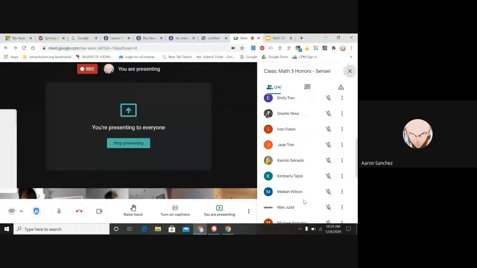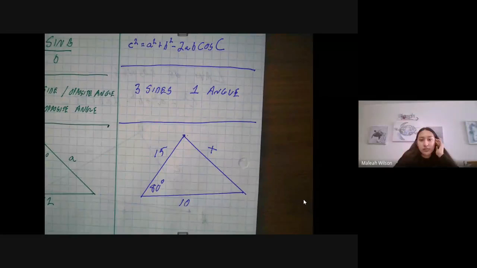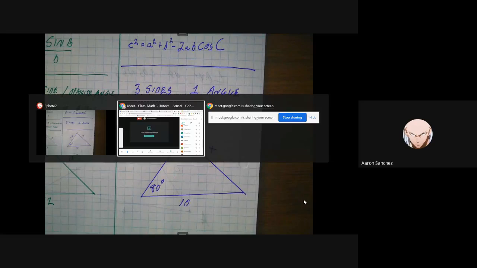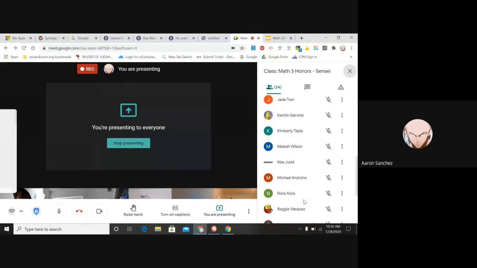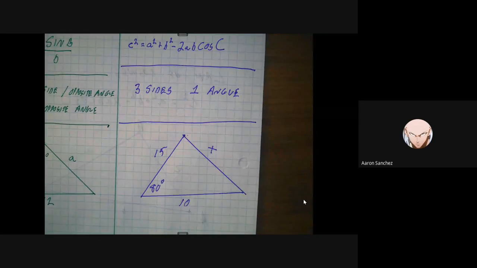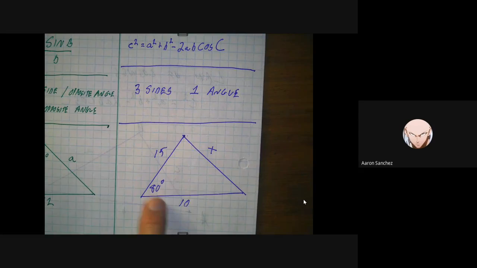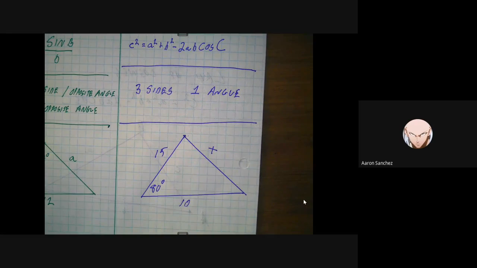All right, Malia, which one is my c? 15. No, good try though. It's okay. Let's go with Michael. Which one is my little c? 15. No, good guess, Michael, but that's what Malia said. Okay, Reggie, which one is my little c? X. Why do you say that? Was it a guess or do you know why? Because we're given big C, and little c is opposite of the big C. Correct. The little c is always opposite of the given angle. If you're solving for the angle, then this side would be little c too. So yes, it's going to be x, whatever is opposite of that. That's my little c.